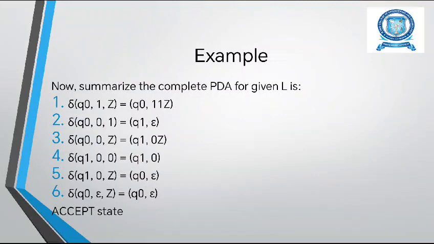δ(q1, 1, 0) = (q1, ε). Now to summarize, the complete PDA for the given L is: δ(q0, 1, Z) = (q0, 1Z). δ(q0, 0, 1) = (q1, ε). δ(q0, 0, Z) = (q1, 0Z). δ(q1, 0, 0) = (q1, 0). δ(q1, 0, Z) = (q0, ε). δ(q0, ε, Z) = (q0, ε). Then this is the accept state.